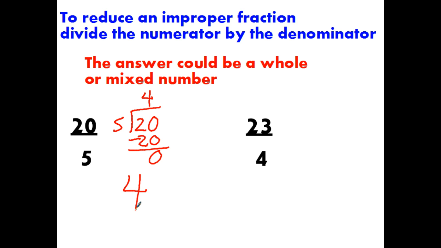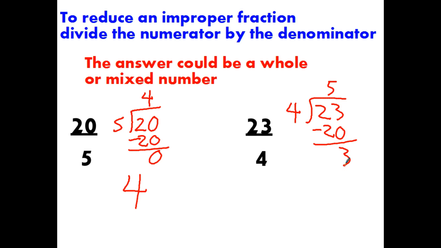Sometimes it doesn't come out exactly even, so it's not always going to be a whole number. It could be a mixed number. So 23/4, think of it this way. You've got a pizza that's cut into fourths, and you've got 23 of those fourths. So I'm going to take 23, divide by 4, goes 5 times. 5 times 4 is 20. When I subtract, I've got 3 left over.